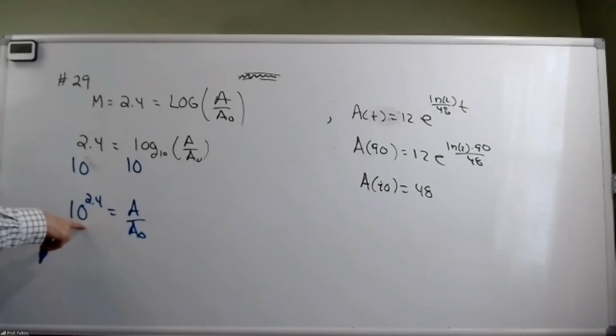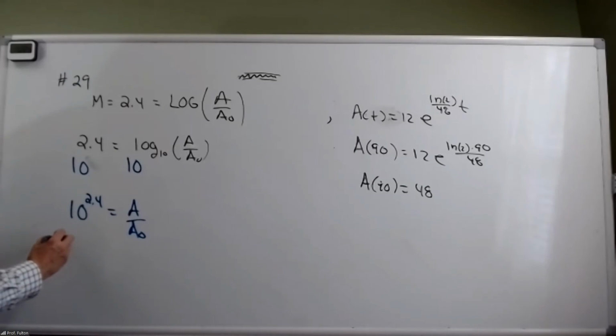Well, I can plug this into my calculator and get an estimate for that. I'll just do it here. I'll take my 10 and raise that to the 2.4 power. And I get roughly 251. This is about 251.